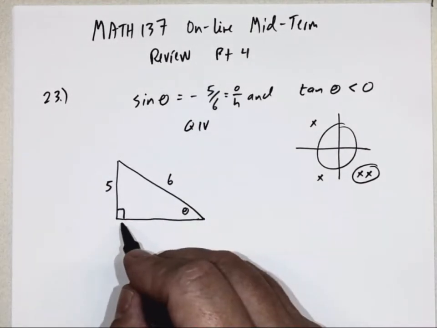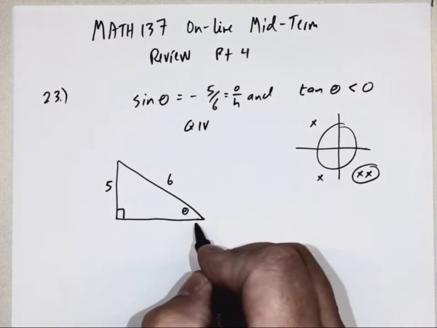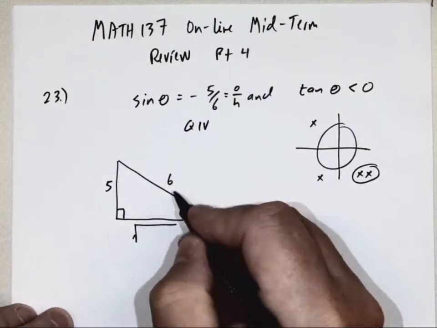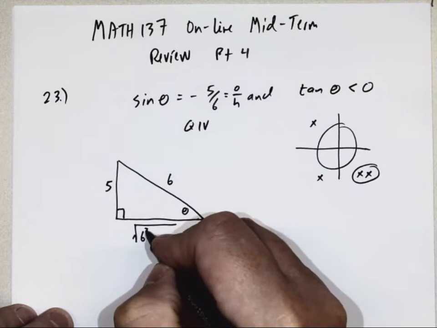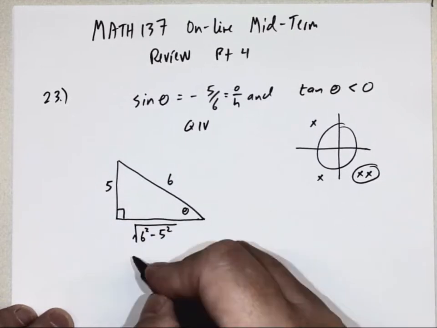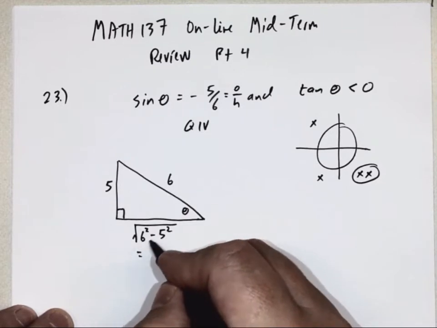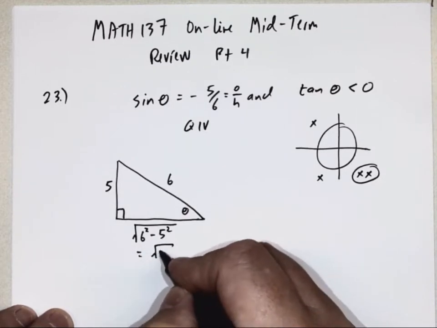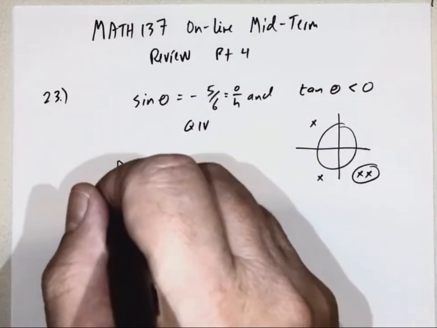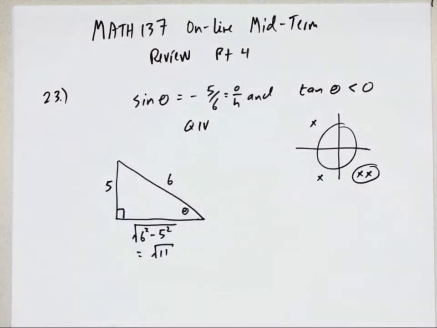I'm going to use the Pythagorean formula to figure out the length of this side. So of course you're going to take the hypotenuse and square it, and subtract the other side squared. 36 minus 25, I believe this side is going to be square root of 11. Now that I know the three sides of this right triangle, I can start to figure out all the rest of my trig functions.